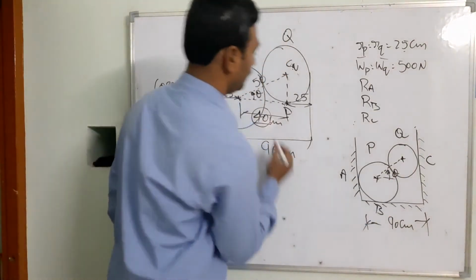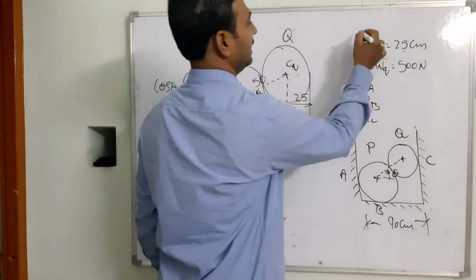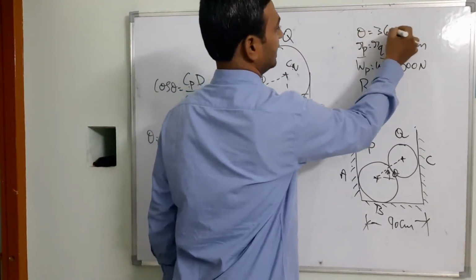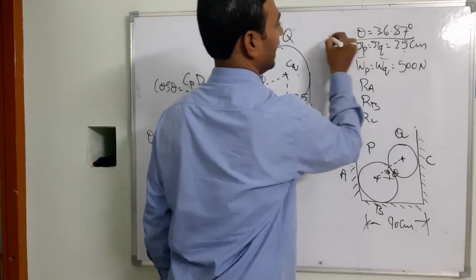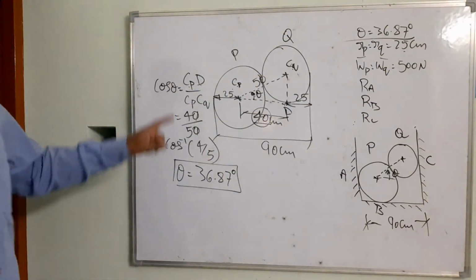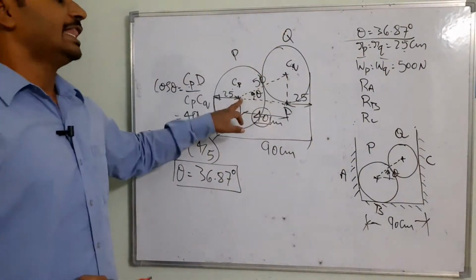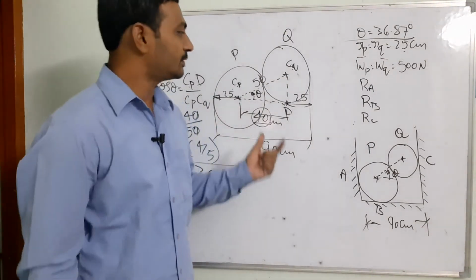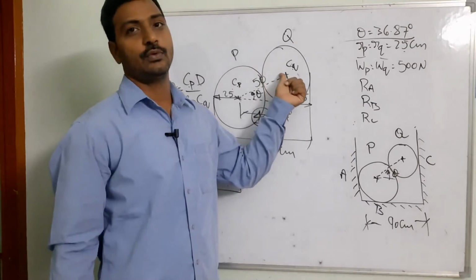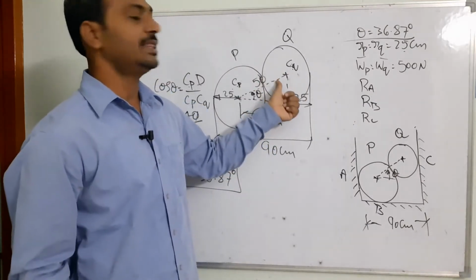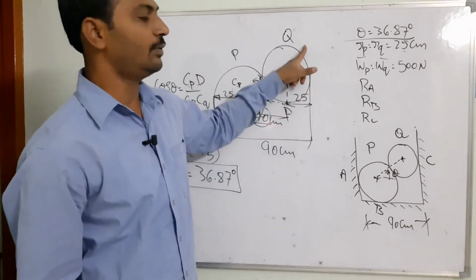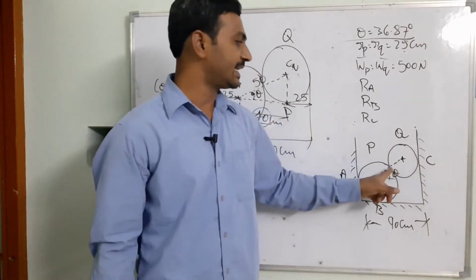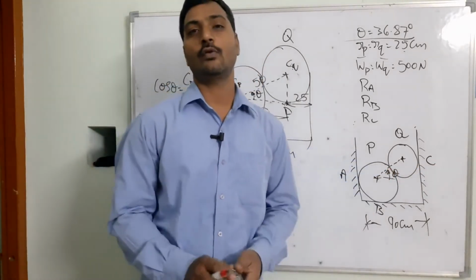I got the theta value over here. So theta is equal to 36.87 degrees that I have taken. Once I calculate the inclination, that represents the direction of the reaction force between P as well as Q. Then I will take the free body diagram of Q, and I can calculate the unknown parameters like RC as well as the RPQ forces.